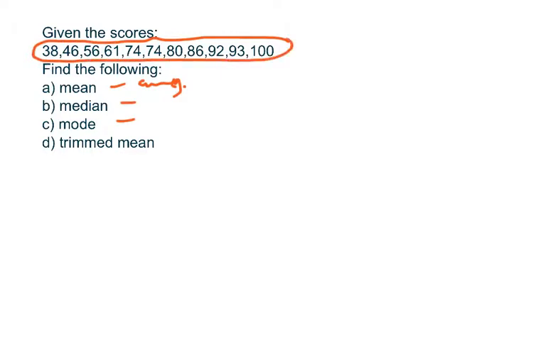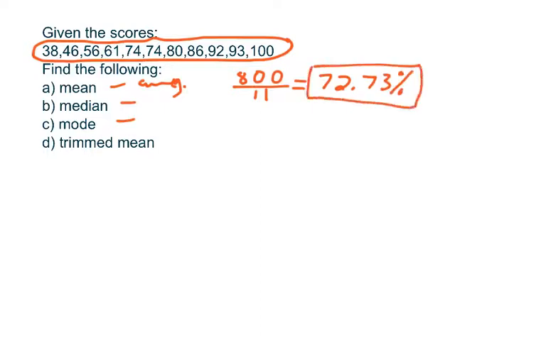So for our mean here, we've got 11 scores. And we add those all up, 38, 46, 56, all the way up to 100. I believe we get 800. Divide by the number of scores. I said there's 11, so this is your mean. And that would come out to an average of 72.73%. Okay, so again, your mean is just your average. So you add up all your scores, divide by the number of them.